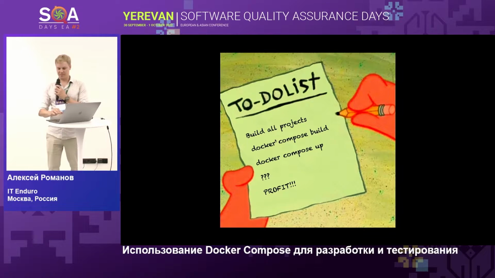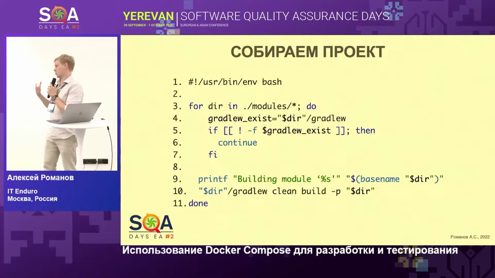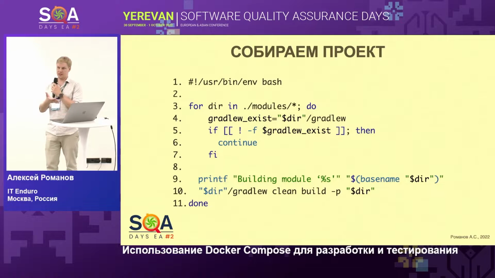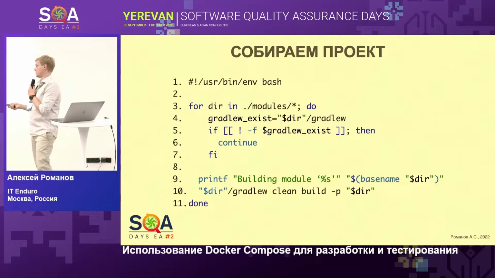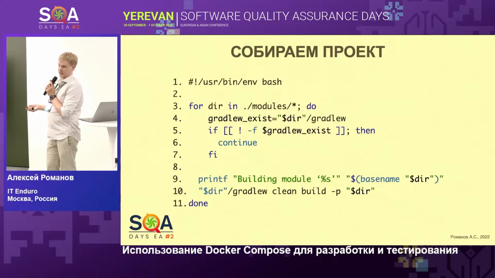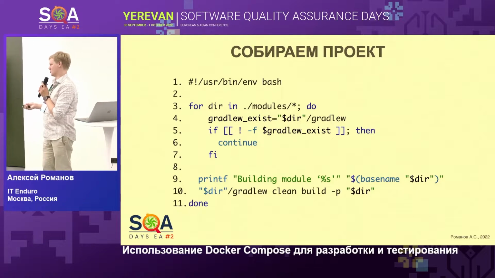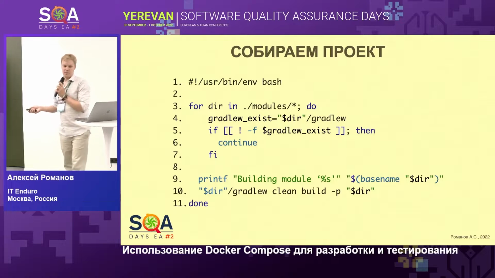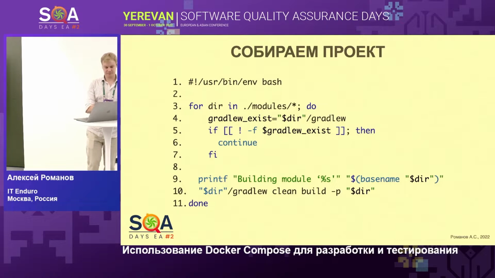Okay, let's do it one at a time. We first have to put it all together. To put it all together, everything is quite straightforward because we use the same one language. We go through all the folders in the modules directory. We can throw out this line from here, and we just launch clean build and show the directory where we are at the moment. Let's see how it works in code.